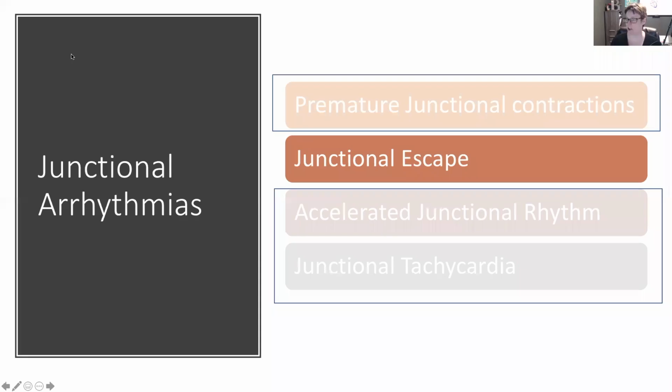Okay, so premature junctional contractions, they're okay. They're not overly exciting. But now we're going to get into what it looks like when the AV node is fully in control. And this is called the junctional escape. So I'm just going to share my screen. This is called the junctional escape rhythm. So this is what it is called when the AV node is driving the train.